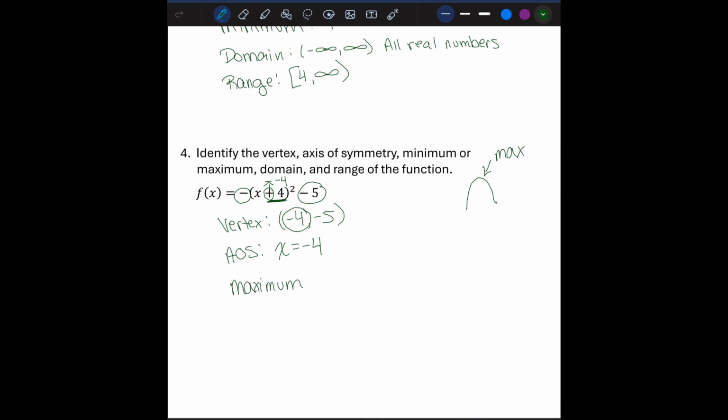Since this opens downward, I have a maximum. And remember, you're going to state that as the y value of your vertex, which would be negative 5. That's the highest it's going to go. The domain, again, this is a U shape. So I know that my domain is negative infinity to positive infinity, or just all real numbers. And my range, since this opens downward, it's all of the negative values all the way up to this top part, which would be negative 5.